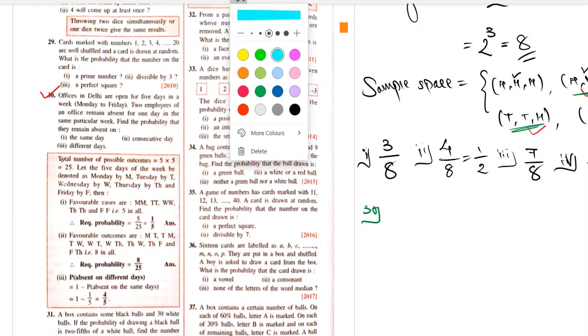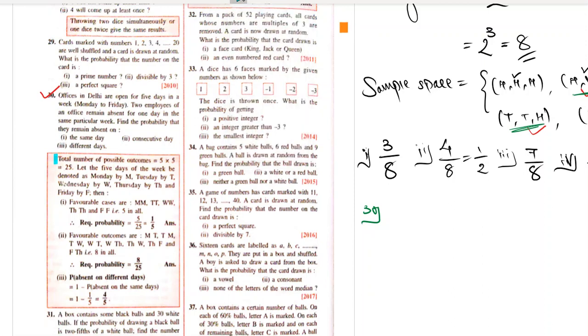Okay, so what they are saying is total number of all possible outcomes is 5 into 5. That is 25. Why 25? Because we have 2 employees, and for both the employees to remain absent, they have 5 options each. First employee has 5 options, second employee has 5 options. So both the employees have 5 options each for remaining absent.